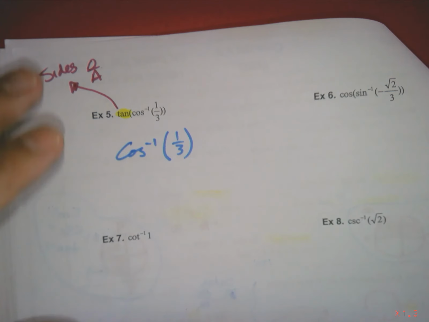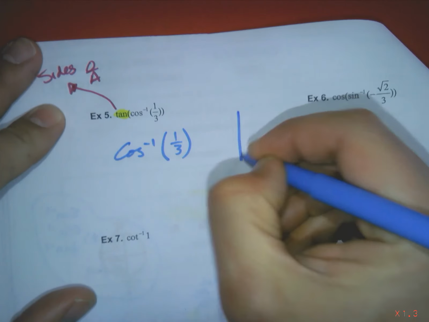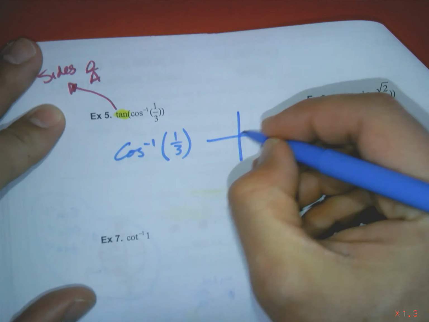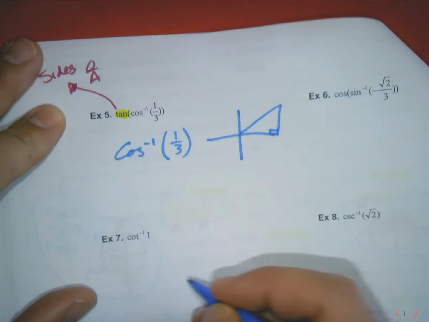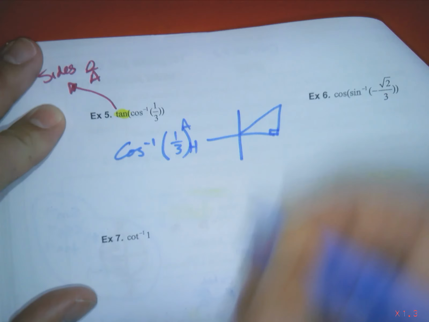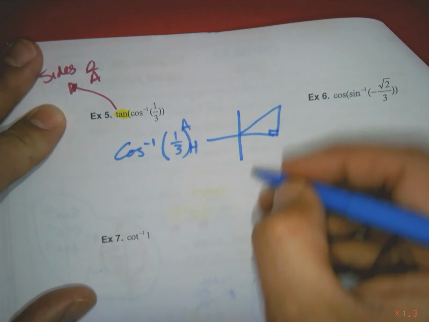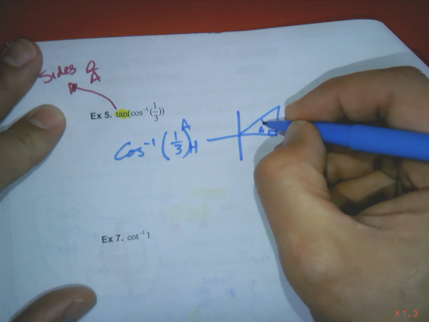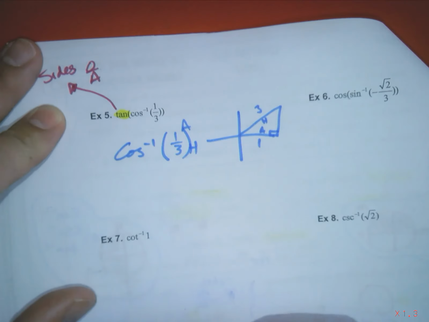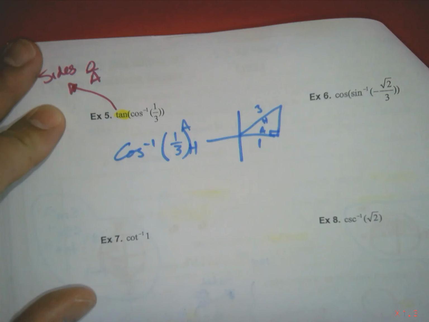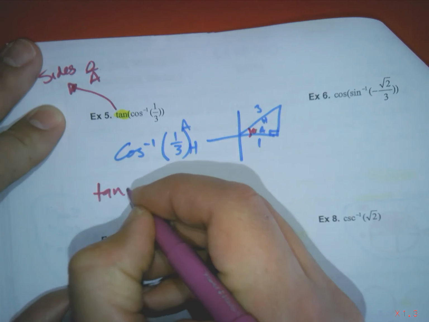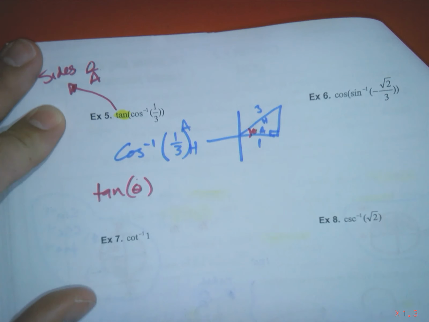So basically, I'm just going to make my little reference triangle in quadrant 1 because it's positive. This is A and this is H. Okay, so A is right here, H is right there. So I have 1 and 3. But I want tangent of this angle, right? I want tangent of what we'll call theta.